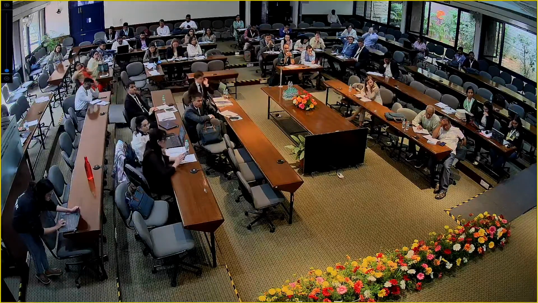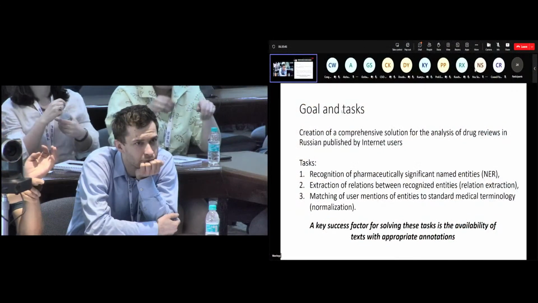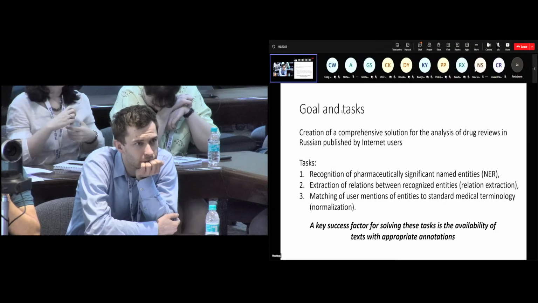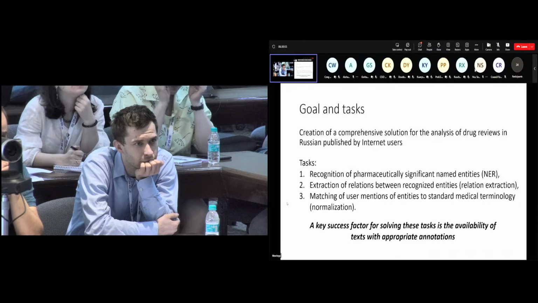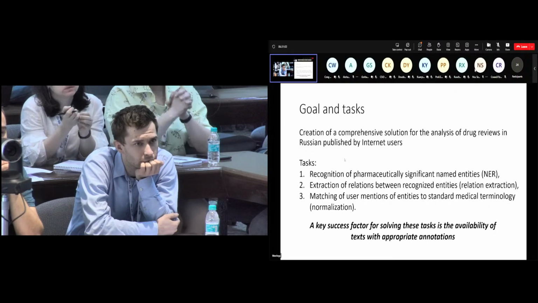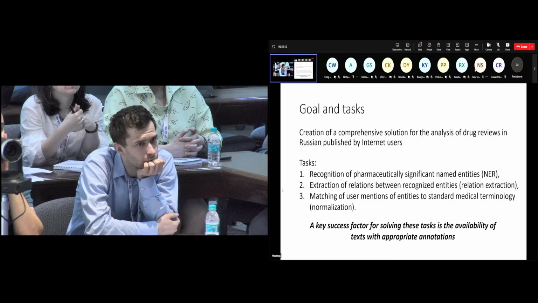The purpose of this study is to create a solution for analyzing drug reviews in Russian that were published by internet users. The main functions of this solution are recognition of pharmaceutically significant named entities, the NER task, extraction of relations between recognized entities, the relation extraction task, and matching of user mentions of entities to standard medical terminology, the normalization task. The key point here is availability of texts with gold annotation for each of these tasks.